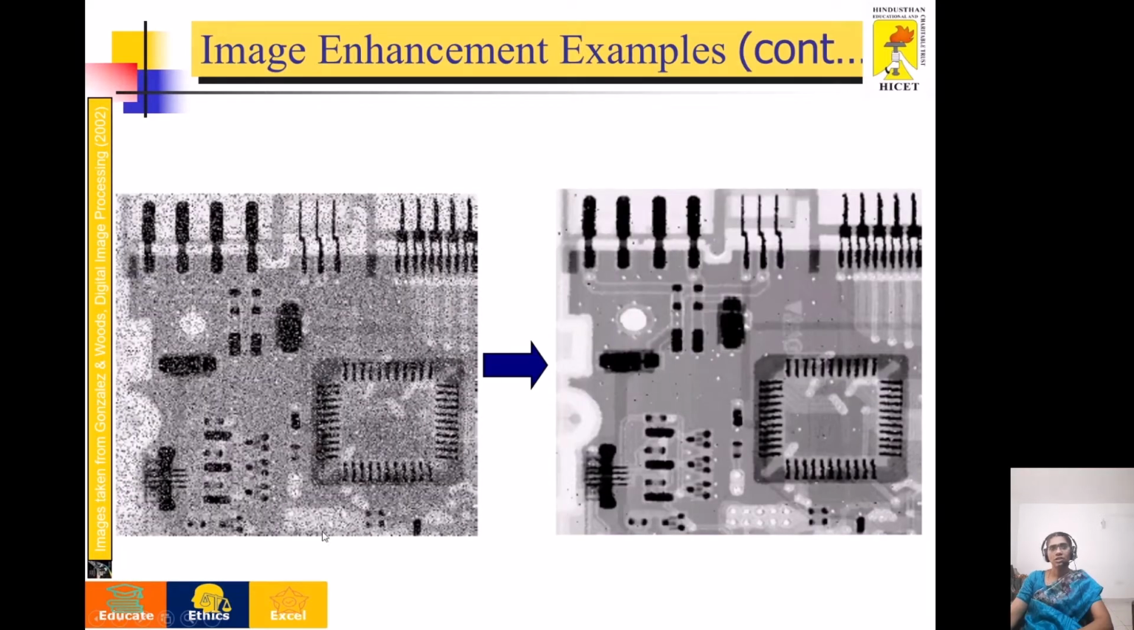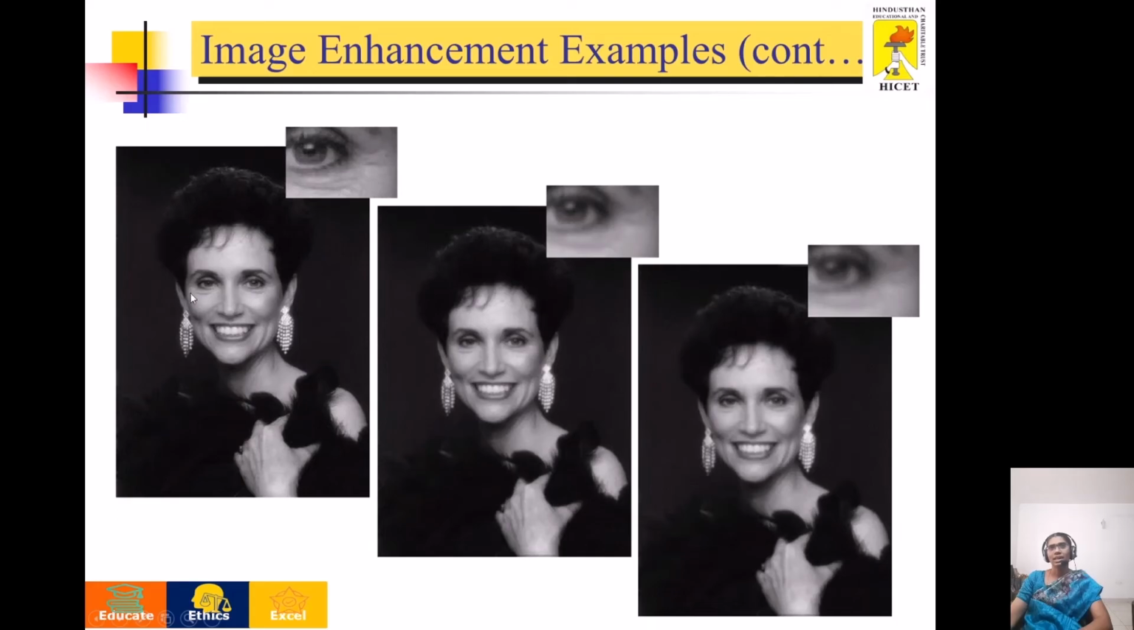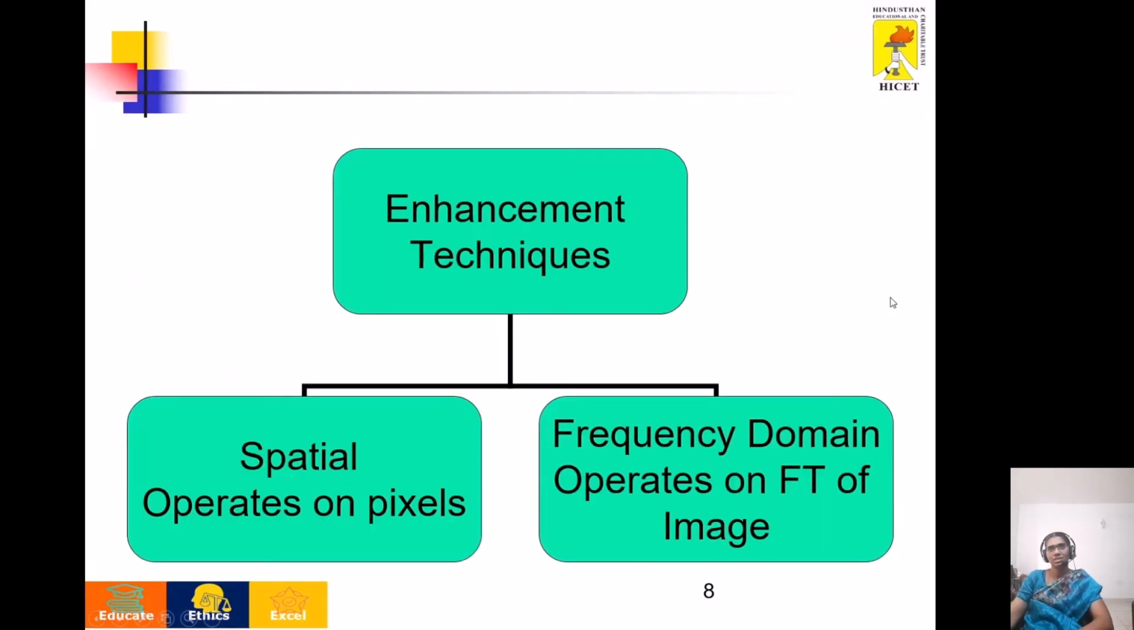And here the noise has been affecting the image, which cannot help the industrial inspector to identify the fault properly, so it has been enhanced by removing the noise, and it is provided for further inspection. And likewise, here in the first image, wrinkles are there. It has been enhanced by smoothening that area. If you smoothen that area, the wrinkles won't be there, so the image has been enhanced.